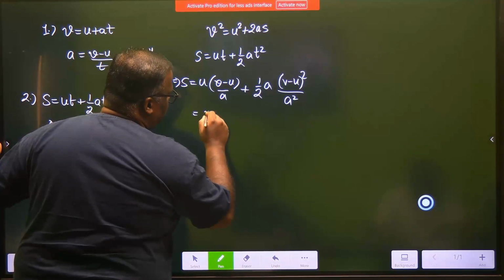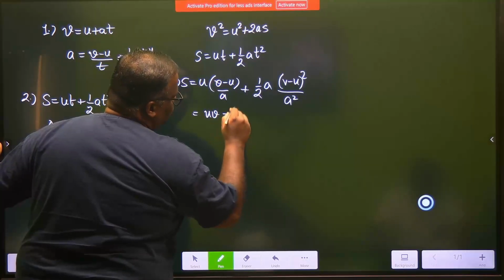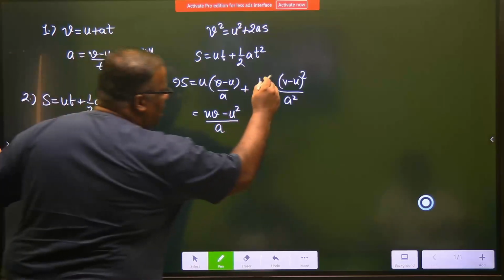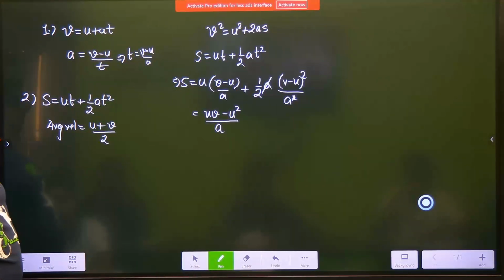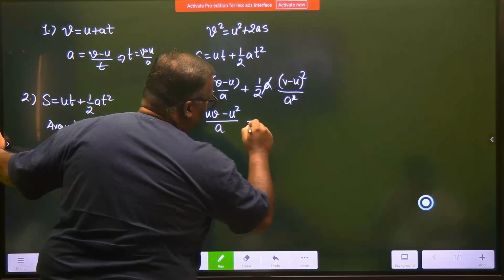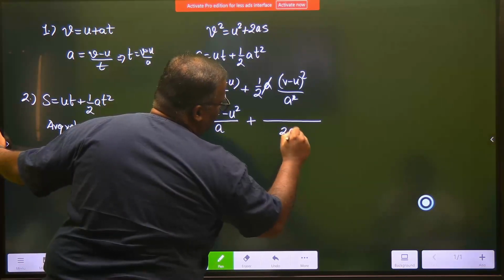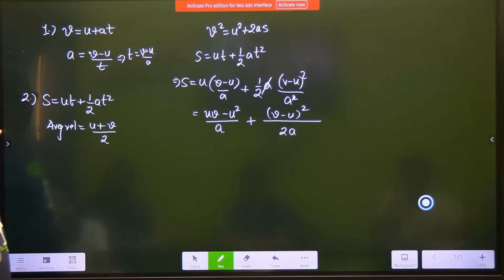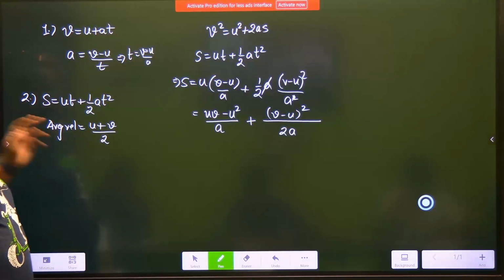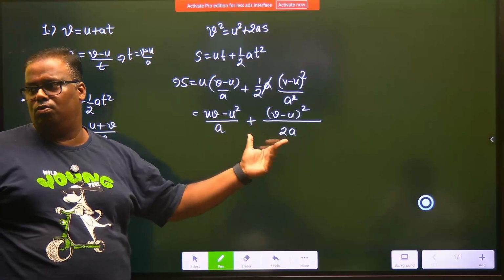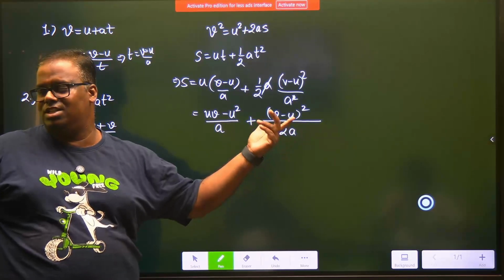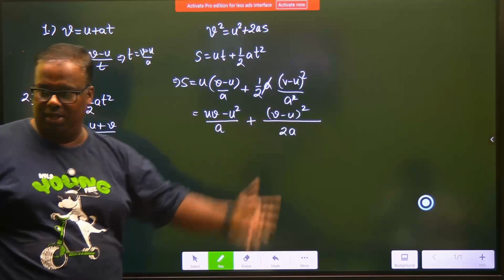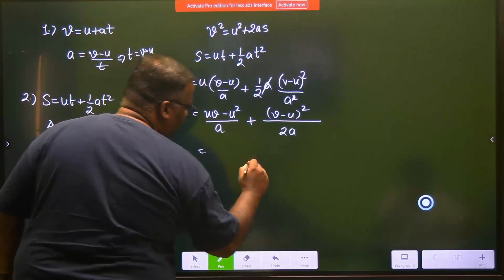This becomes what? UV minus U square divided by A. No problems. A cancels A. No problem. So this term is going to have a 2A, and let's not expand it and keep it V minus U whole square. Let's not expand it. Perfect. A, 2A. What is the LCM? 2 and 2 into 2, that is 4. So A and 2A, the LCM will always be 2A. Enough. So let's make it 2A now.